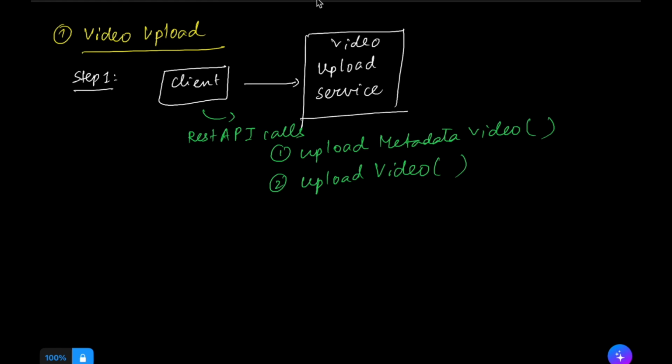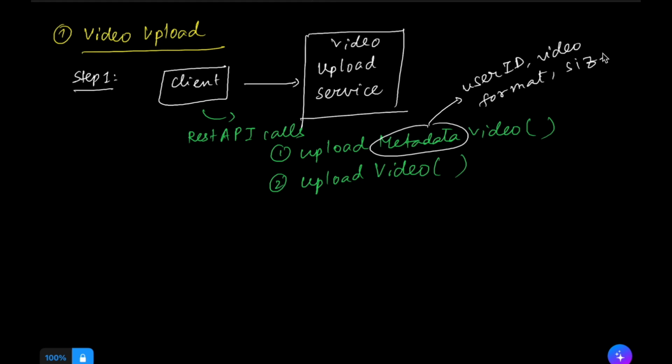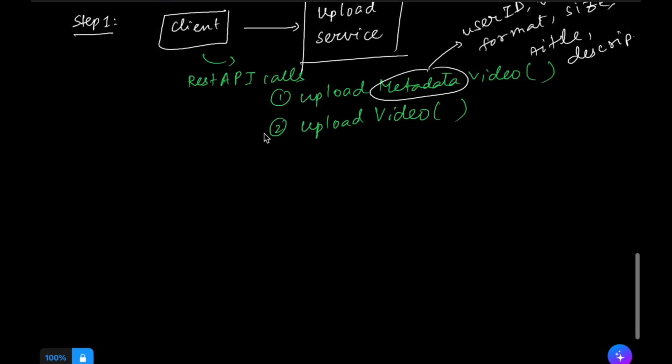So what kind of metadata? In metadata, we have the user ID, video format, size, title, description, etc. All these are metadata of the particular video, which comes tagged along with the video whenever we upload a video. So this is how the REST API call is sent to the video upload service. And after that, let's say step 2, what do we have.